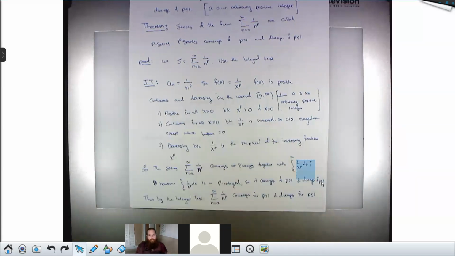But the integral of 1 over x to the p is a p integral. So we know when it converges. It converges if p is bigger than 1 and diverges if p is less than or equal to 1. Therefore, by the integral test, my series converges if p is bigger than 1 and diverges if p is less than or equal to 1.